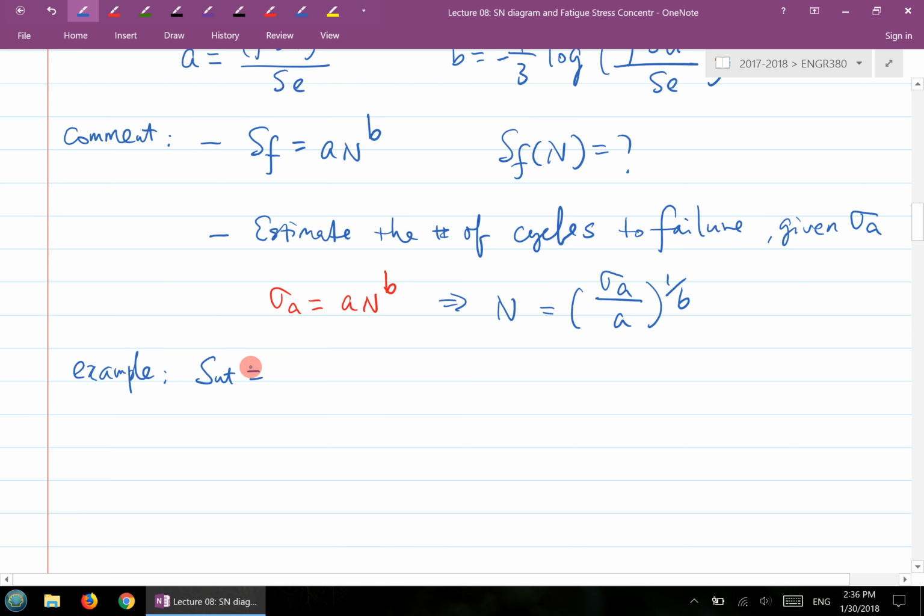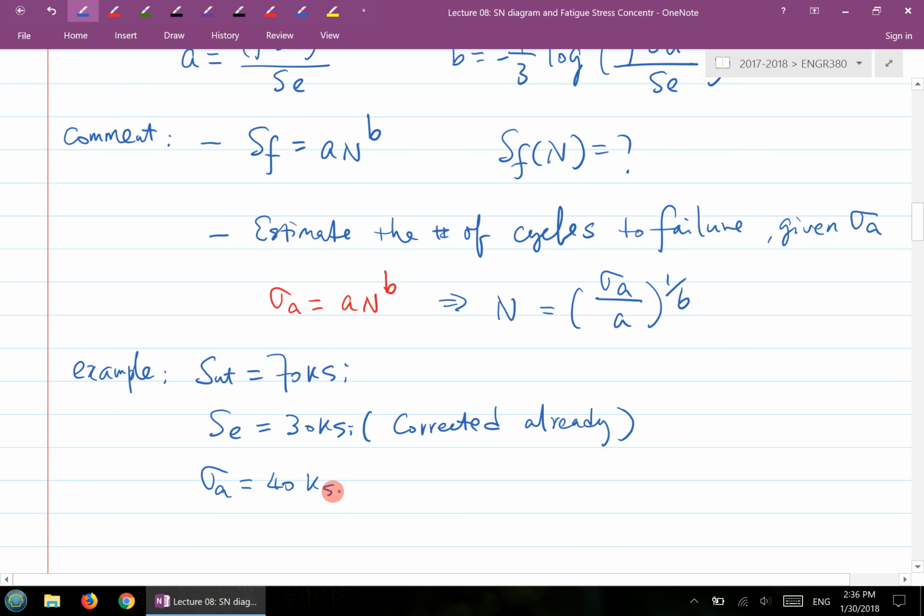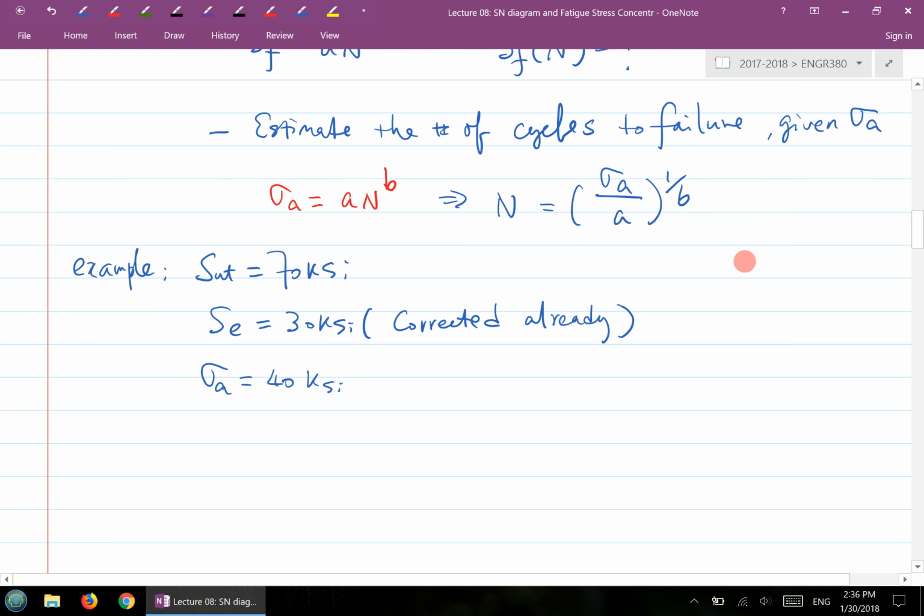Okay, let's say SUT equals 70 KSI and SE equals 30 KSI. So this is corrected already. And then sigma A equals 40 KSI. We want to know how many cycles until this part fails, subject to this completely reversed loading.